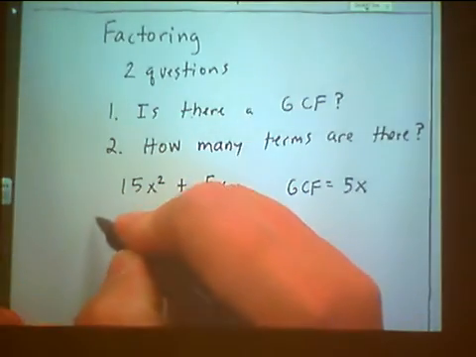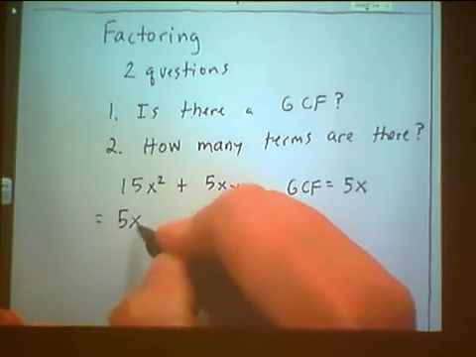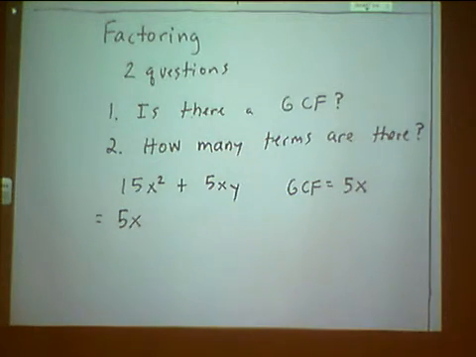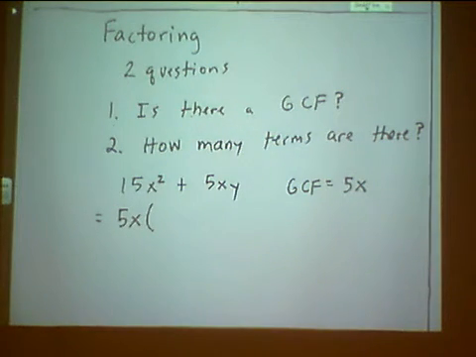Now what we do is, we go ahead and we like to use the word, we factor out the 5x. Sometimes people say they pull out the 5x. And now we're going to create parentheses. It's almost like we're doing the opposite of the distributive property. Instead of multiplying out parentheses, we're trying to create parentheses. So here's what you do.